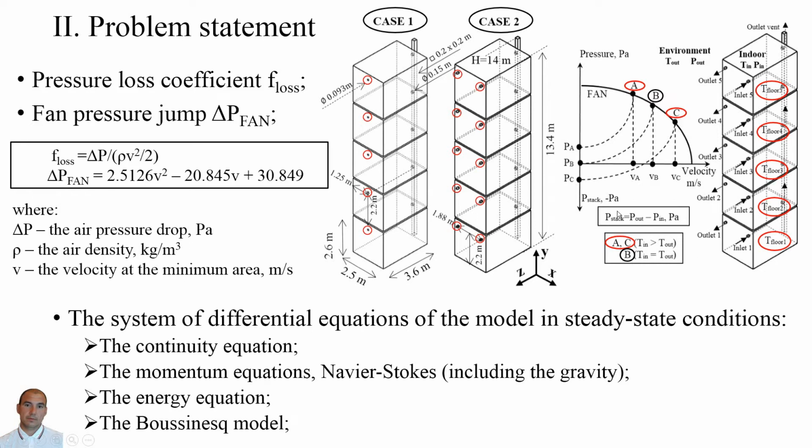Points A and C are present when the indoor temperature is higher than the outside temperature, which leads to buoyancy forces in the flow and changes the resistance curve of the system. Point C is the point of the fan when the direction of airflow is through the room, the air supply direction. And point A is the point of the fan when the direction of airflow is to the atmosphere, the air exhaust direction.